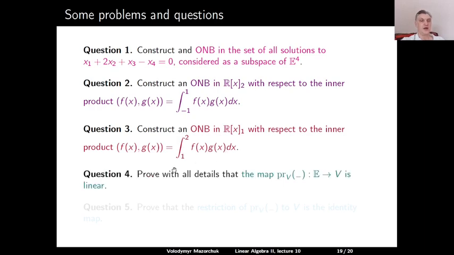Question 4. Prove with all details that the map which takes an element in E and outputs its orthogonal projection onto a subspace V is linear. And question 5. Prove that the restriction of this projection map to V coincides with the identity map.